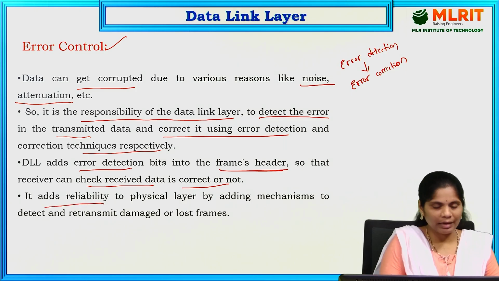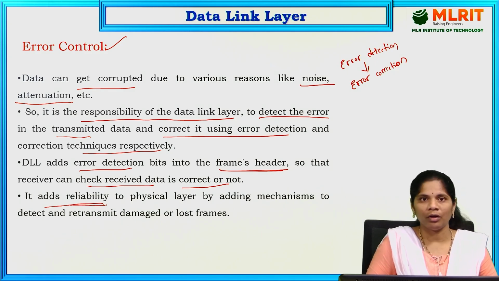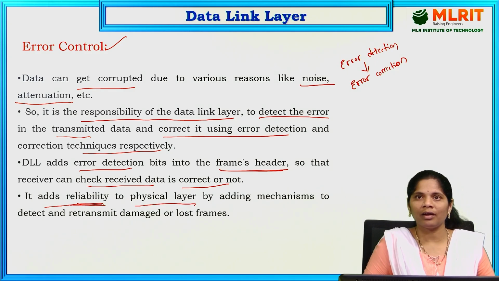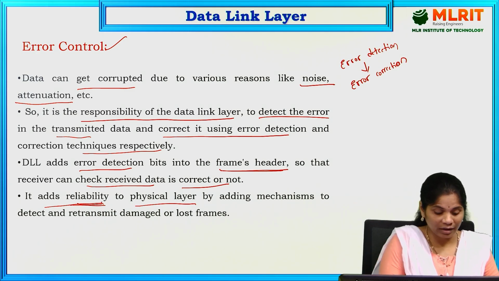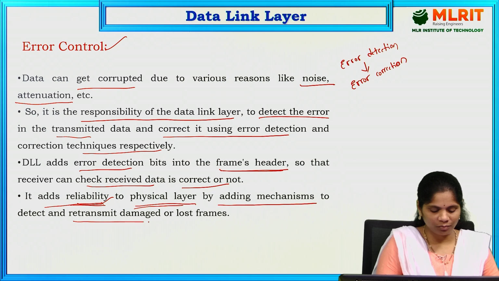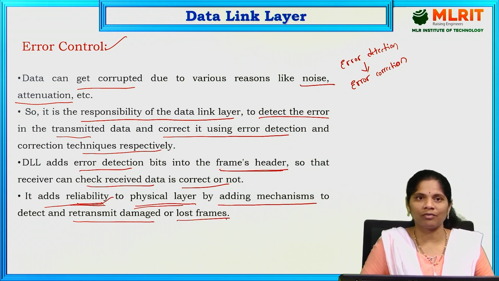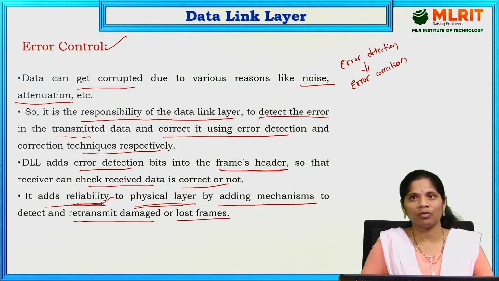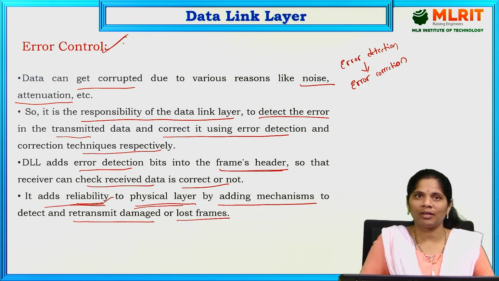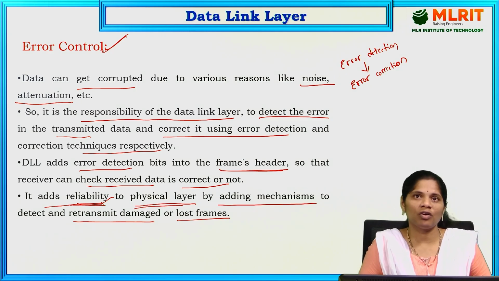And it adds reliability. When there are no errors, the data is reliable. So it adds reliability to the physical layer by detecting and correcting errors, using mechanisms to detect and retransmit damaged or lost frames. Whatever frames are lost or damaged are also corrected here. That is error control, which has error detection and error correction. This is one of the design issues of the data link layer.